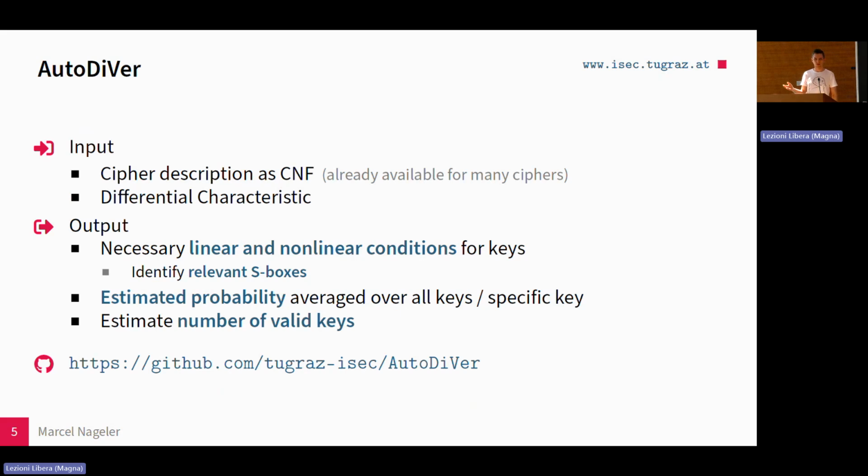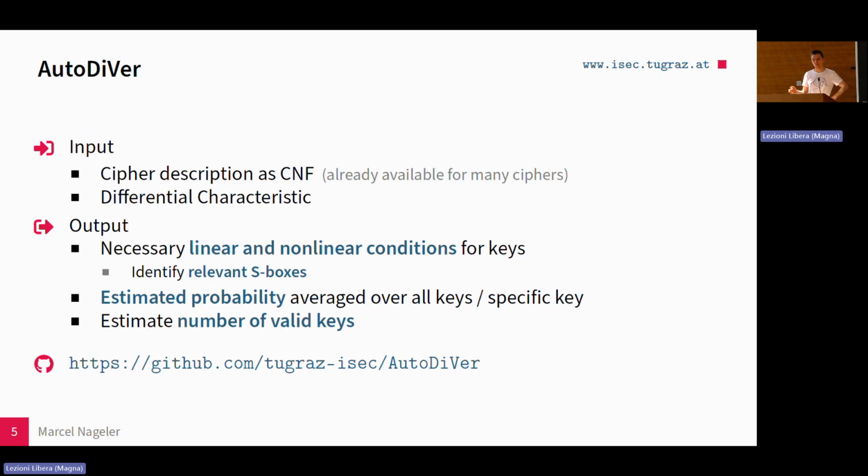You give it as an input the cipher description as a CNF. This is already done for a long list of ciphers, so maybe you don't even need to do it yourself. And you give it a differential characteristic. And as an output, it can give you necessary linear and nonlinear conditions on the keys.